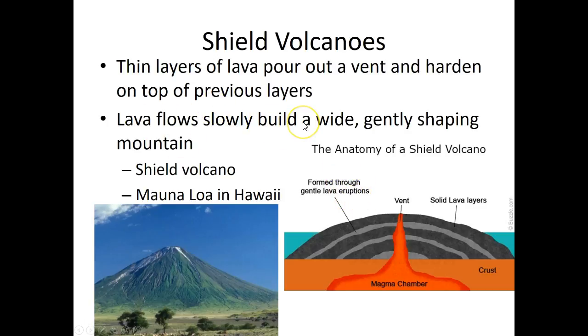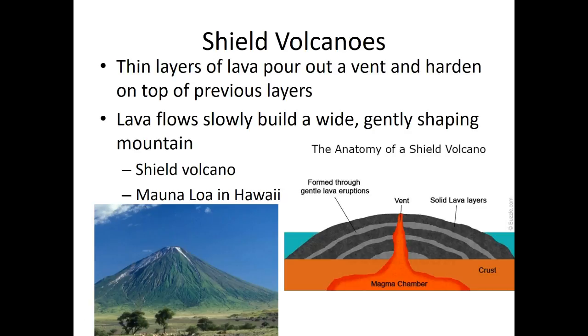Lava flows slowly and builds a wide, very gently sloping mountain like the one that you see here. This is Mauna Loa in Hawaii, and so we call these shield volcanoes. It kind of looks like a shield on the outside, hence the name shield volcano. And that is the first volcano.